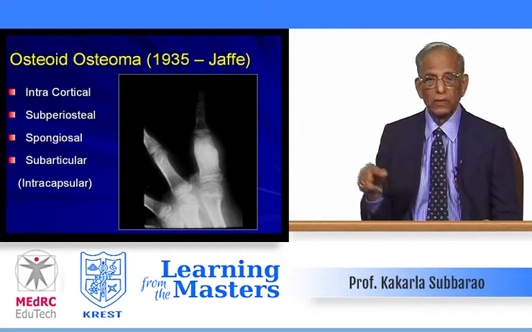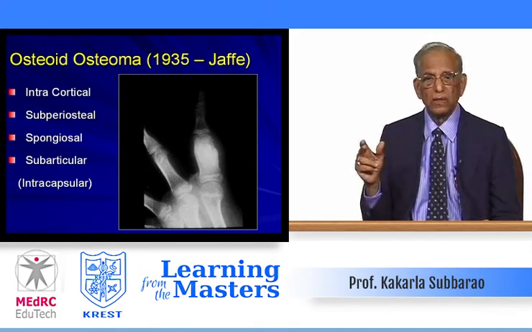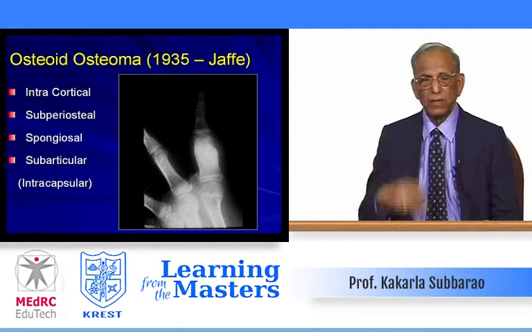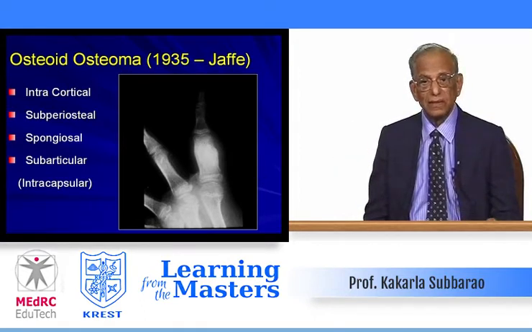If it is spongiosal bone, remember I said earlier, in the spongiosal bone, if it occurs with density, it is an osteoid osteoma, not a bone island, because a bone island is not that dense. And then subarticular, which can be intracapsular, may clinically simulate arthritis.